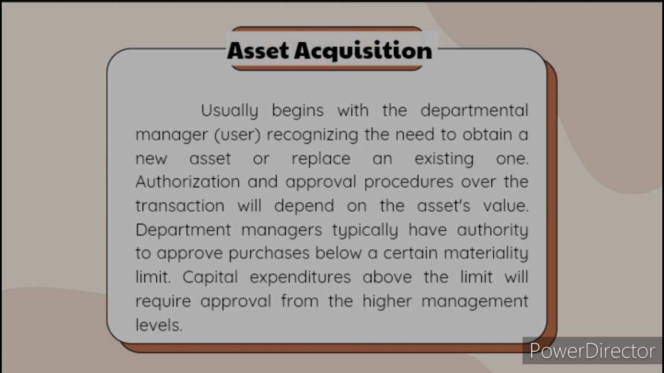The process of asset acquisition within an organization begins with a department manager identifying the need for a new asset or replacement. The approval process depends on the asset's value, with lower value purchases approved by the department managers and higher value ones requiring approval from higher management. Once approved, the acquisition follows procedures similar to those in the expenditure cycle, with the asset being delivered directly to the user or the manager, and record keeping handled by the fixed asset department instead of inventory control.